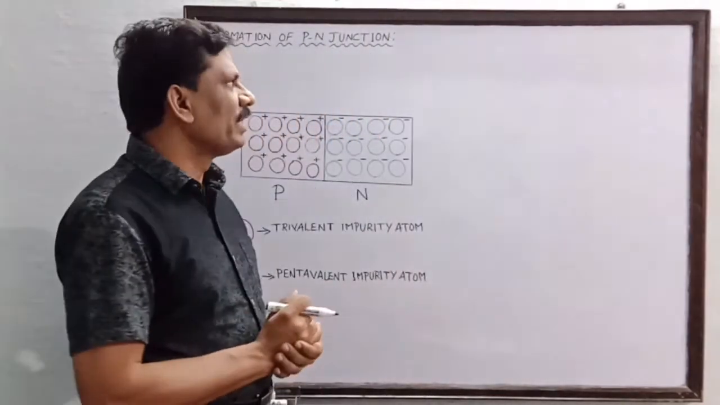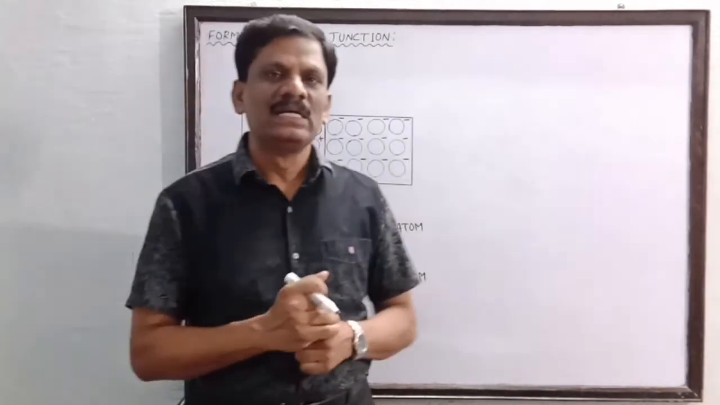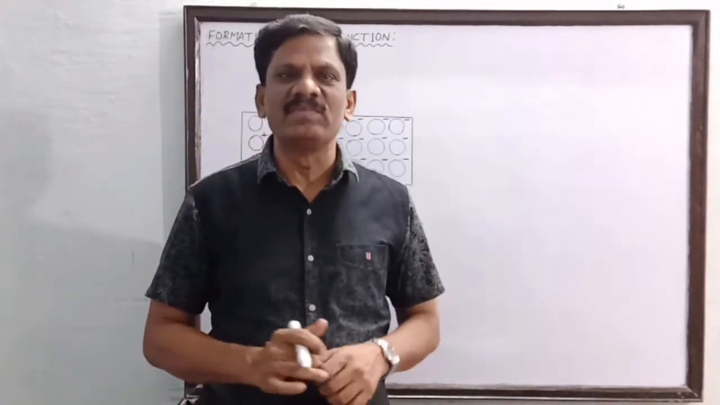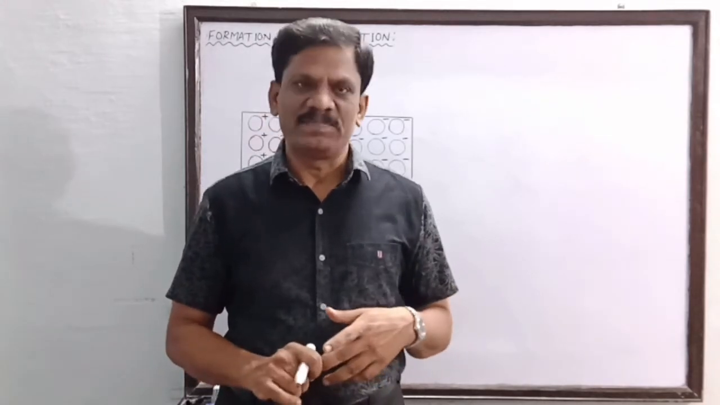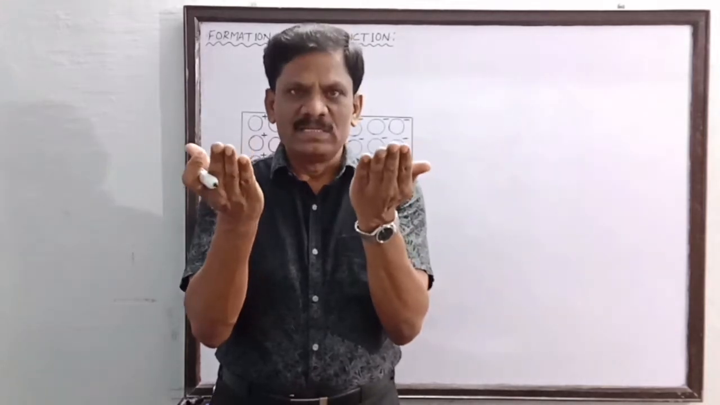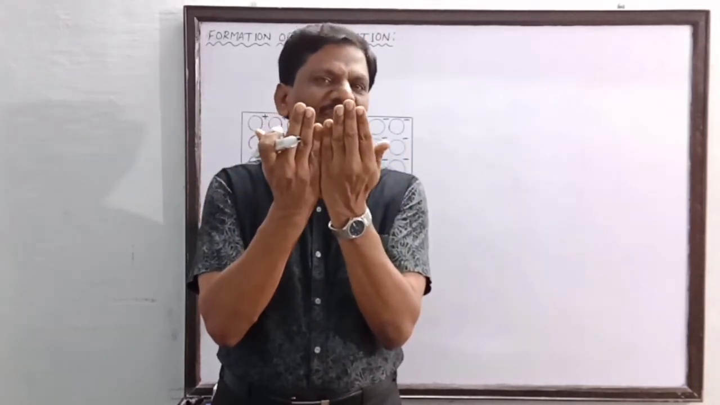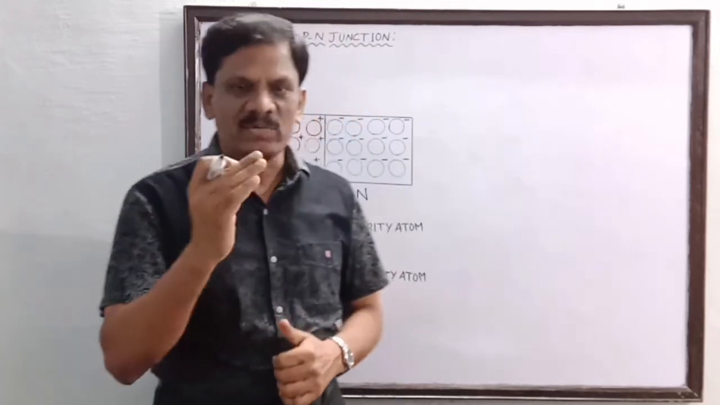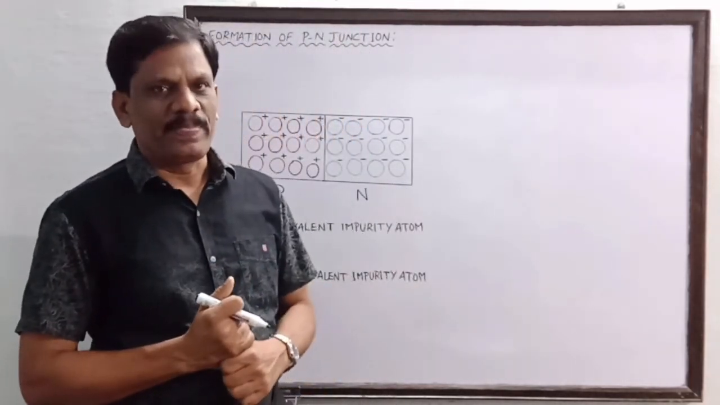Okay students, now we are going to see what will happen if a P-type semiconductor is brought in contact with the N-type semiconductor. Suppose two oppositely doped semiconductors are brought in contact, there will be a common region or layer in contact. That only is called the junction.